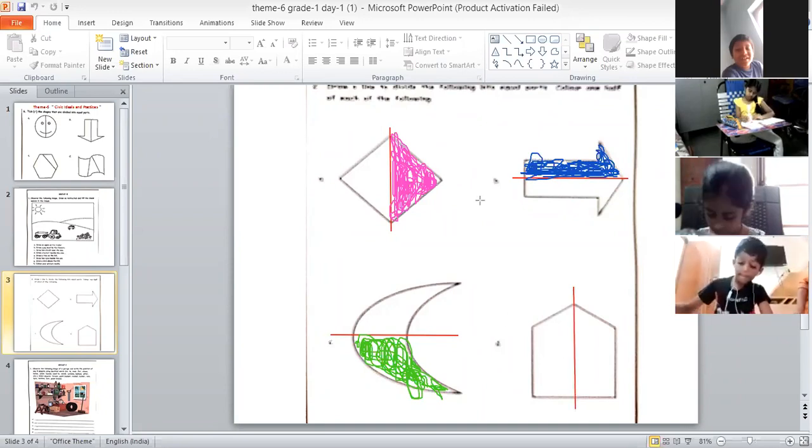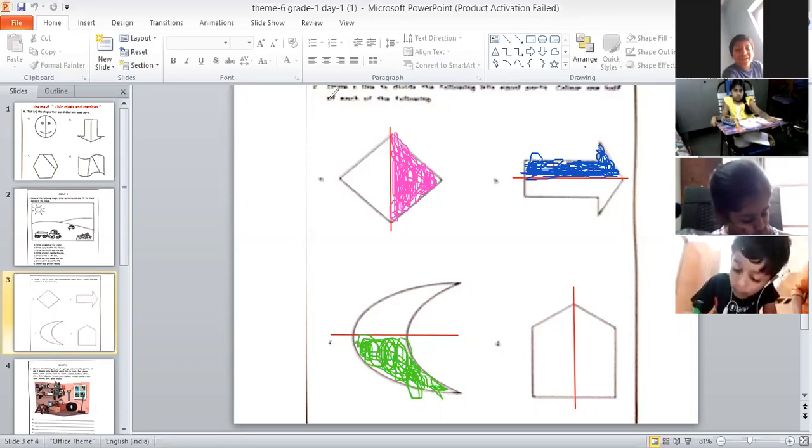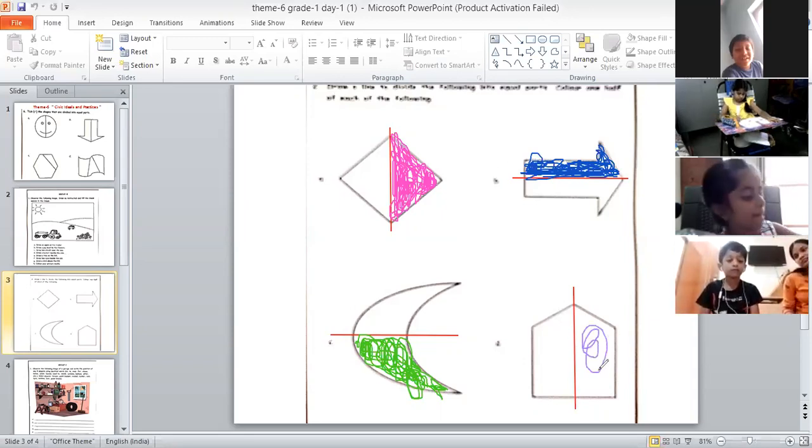Okay. Now again we have to color half part of this. So this time I am using purple color. Yes, children, it's totally up to you. You can use any color, but nobody will use sketch pens.